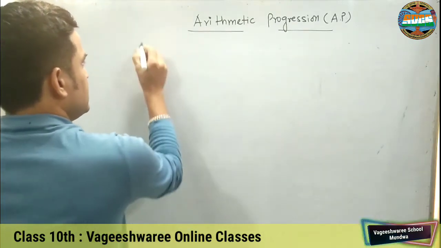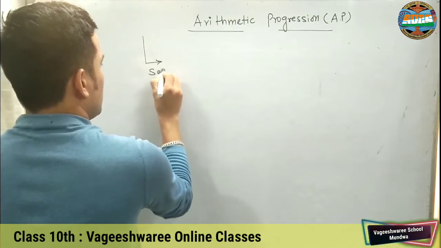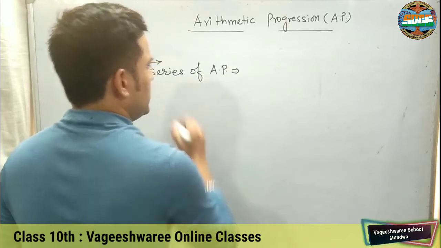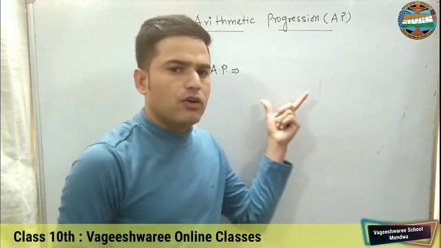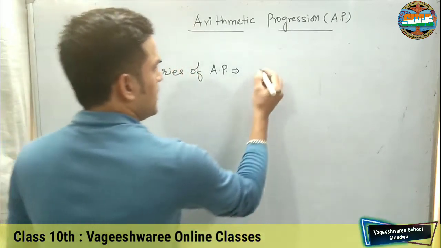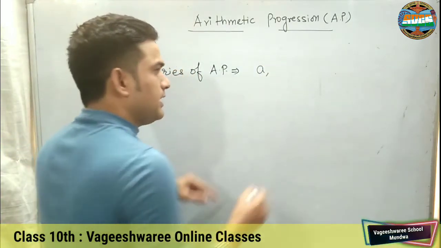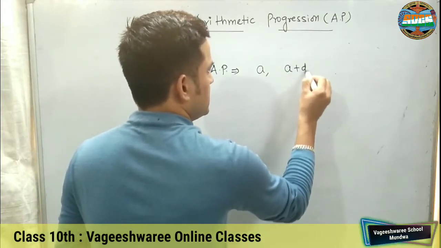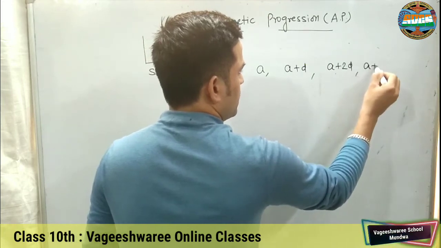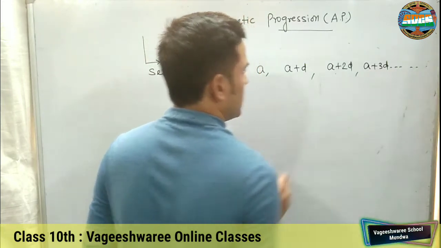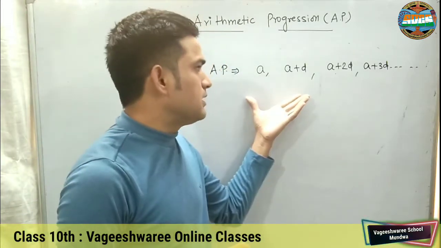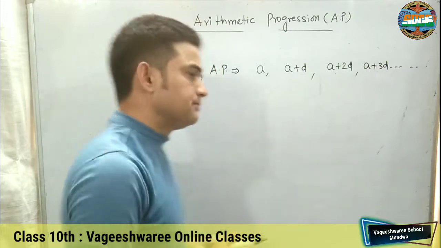Just like the next part, what is the series of AP? The formula of the series of AP is: the first term is known as A, the second term is A plus D, the third term is A plus 2D, and the fourth term is A plus 3D, and so on. These are the terms of AP. This is the normal basic formula of AP.